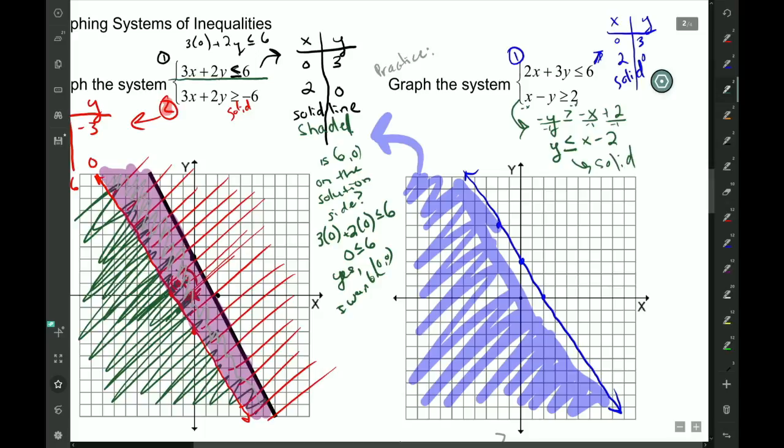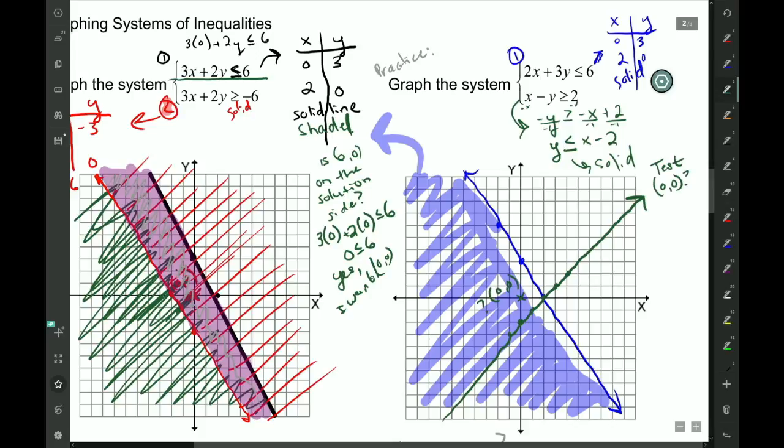And graphing this one, a solid line. Down 2, and up 1 over 1, up 1 over 1, up 1 over 1, and solid. Pretty good. Now the test point I'm going to check out is 0, 0.